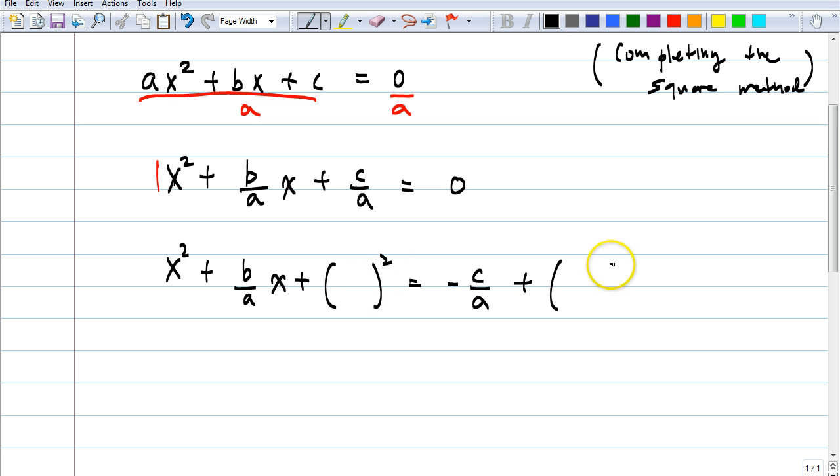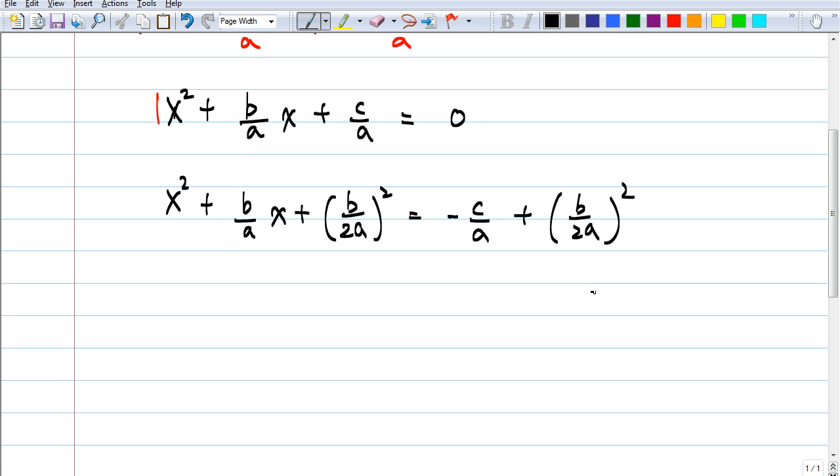Isn't that what we always do? This time, my b is b over a. So if you divide that by 2, don't you get b over what? 2a? Because dividing by 2 is the same as multiplying by 1 over 2, right? Here I'm going to write b over 2a as well. Everybody okay with that? Okay.